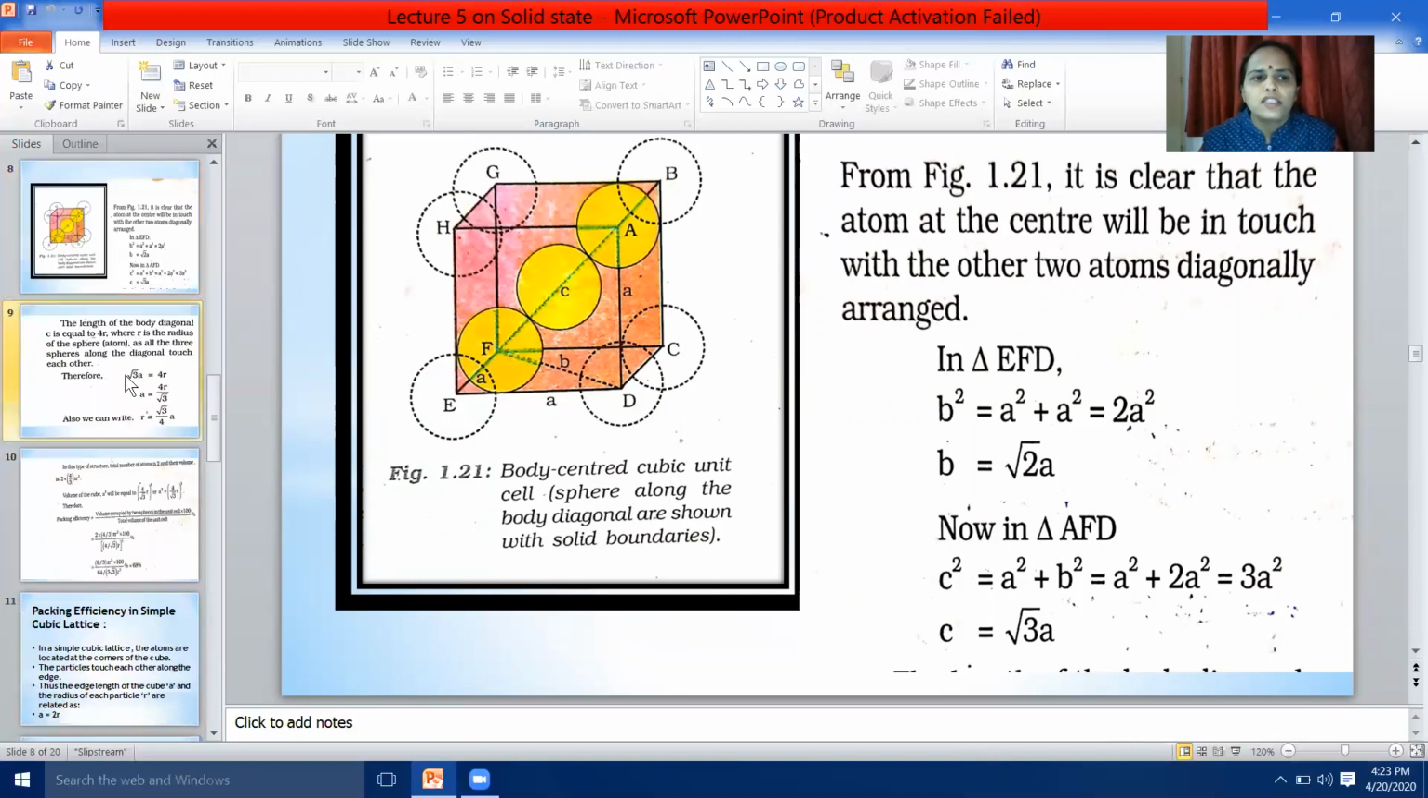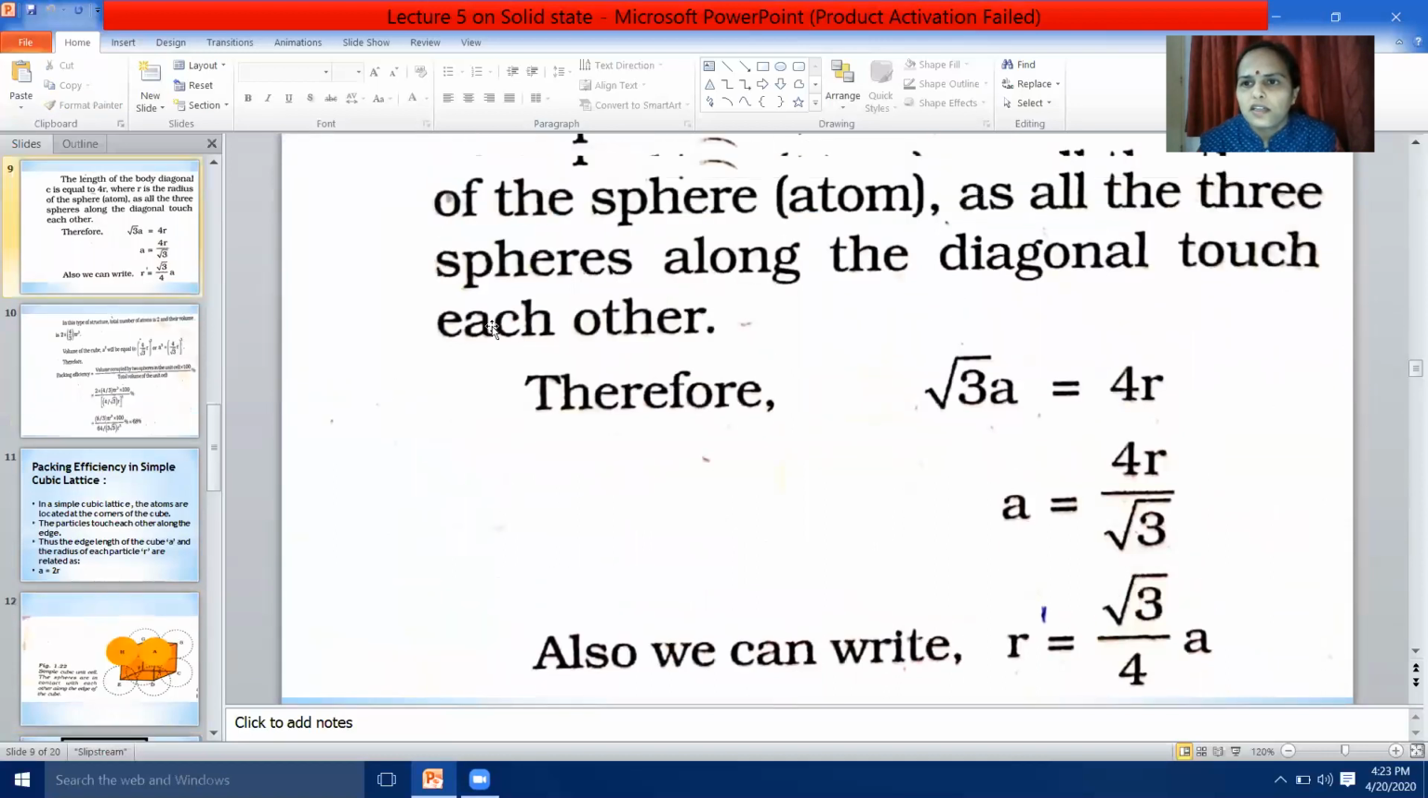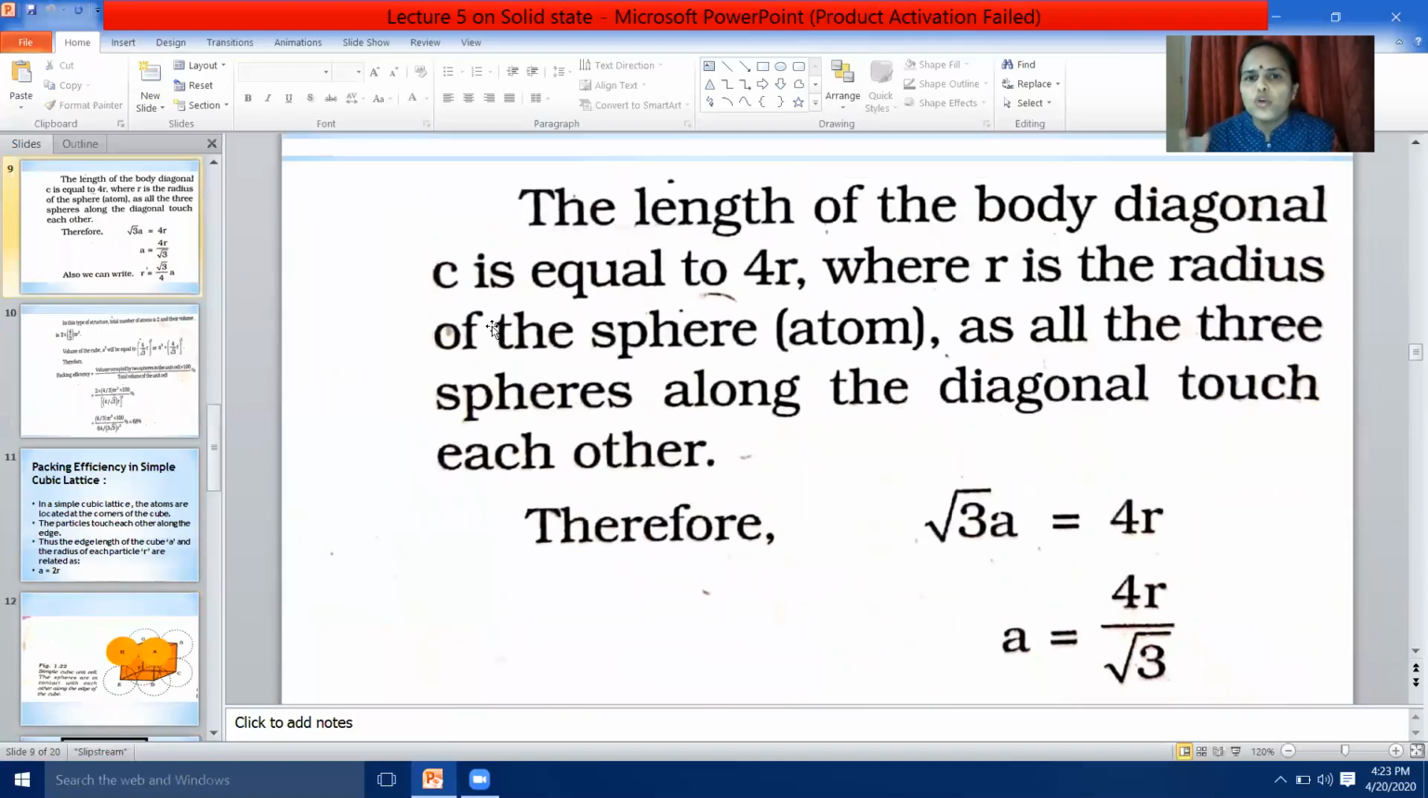We know that in the body-centered cubic unit cell, there are 2 atoms present per unit cell. Look at the length of the body diagonal c. Look at this diagram once again.